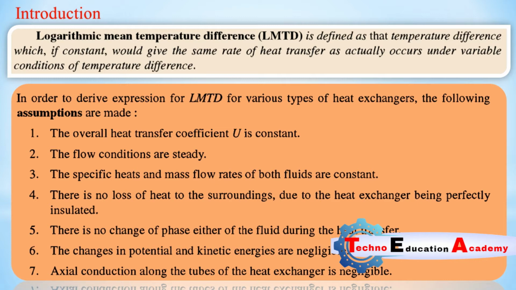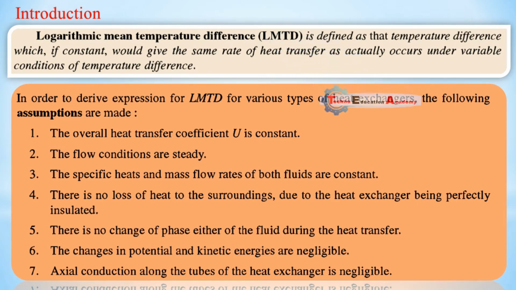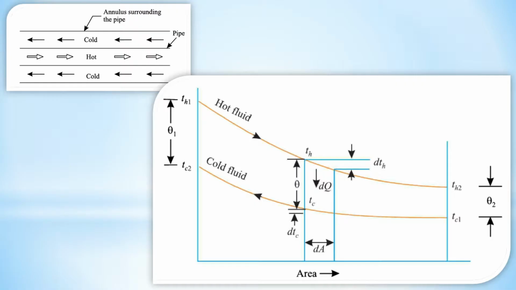The next assumption is that there is no loss of heat to the surrounding, because the heat exchanger is perfectly insulated. So the system will not reject heat to the surrounding, and the heat exchange takes place only between hot fluid and cold fluid. There is no change of phase of either fluid during the heat transfer. The changes in potential and kinetic energy are negligible, and we also neglect axial conduction along the tubes of the heat exchanger.